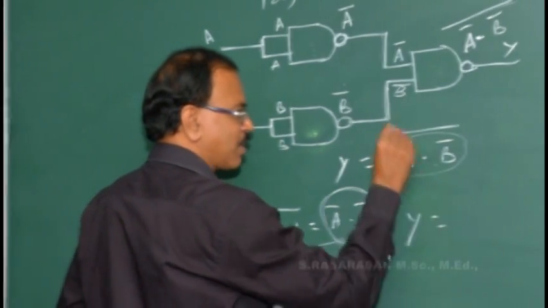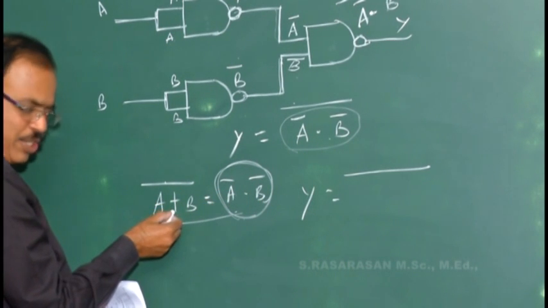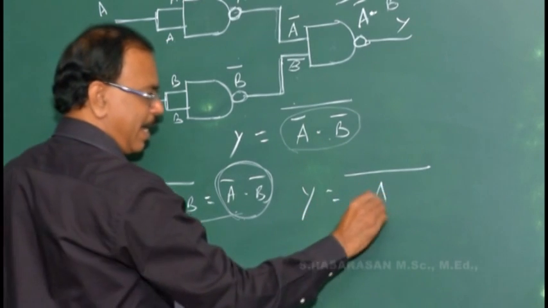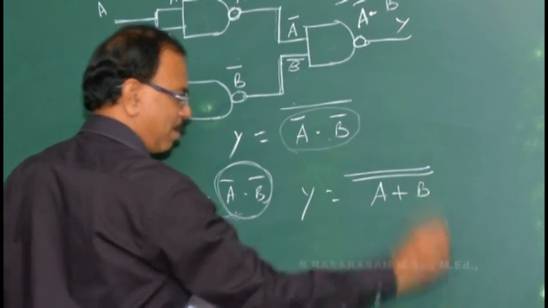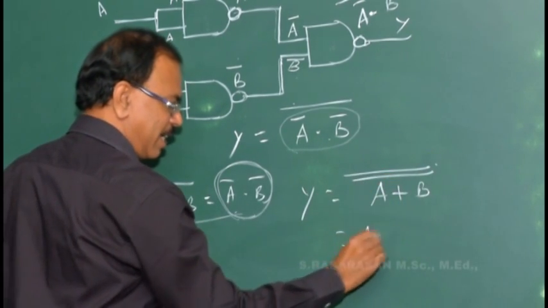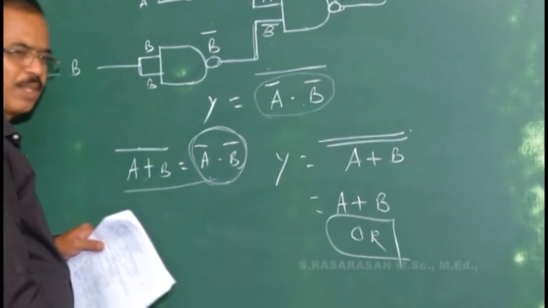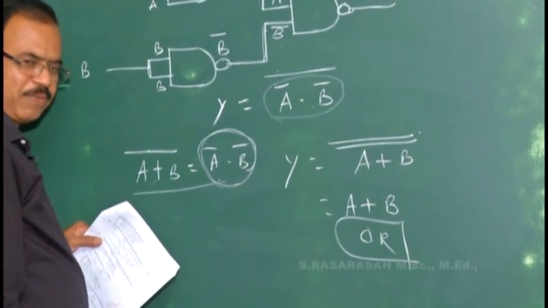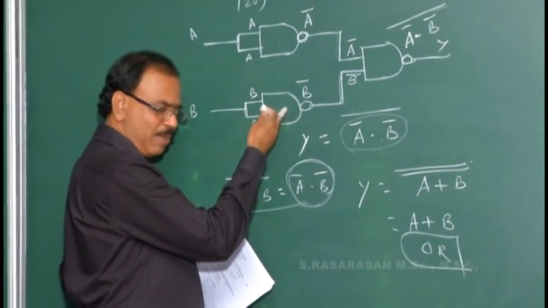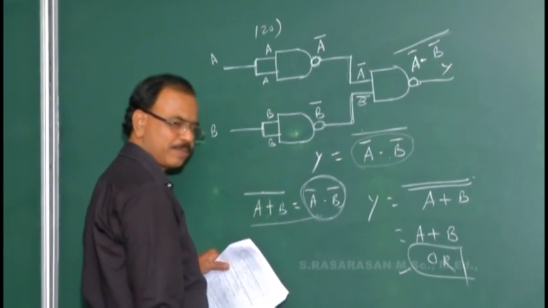Therefore Y can be written as, instead of A complement and B complement, I can write A or B, the whole complement. Now the complement of complement cancels. What is the answer? A or B. A or B means OR gate. OR function is the OR gate, AND function is the AND gate. So 3 NAND gates connected like this are equivalent to the basic OR gate.